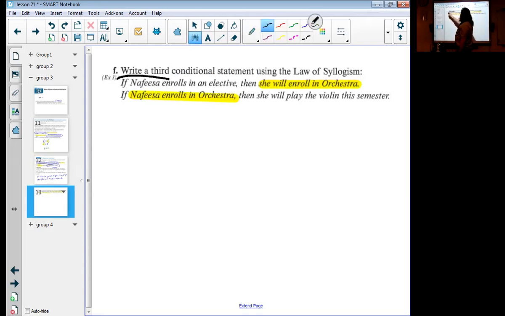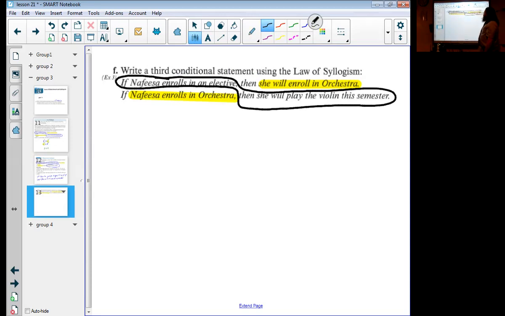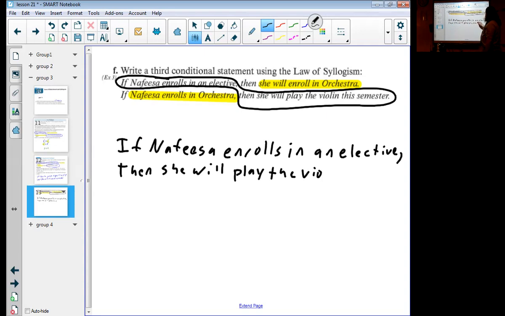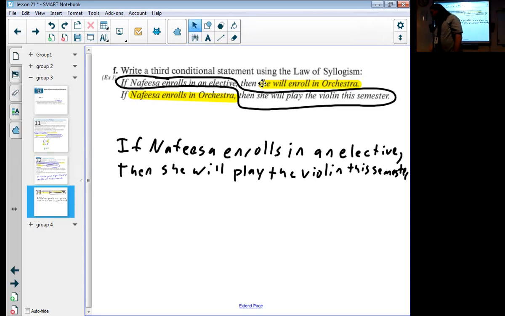So our new conditional statement is, if Nafisa enrolls in an elective, then she will play the violin this semester. So we are done with part 3.